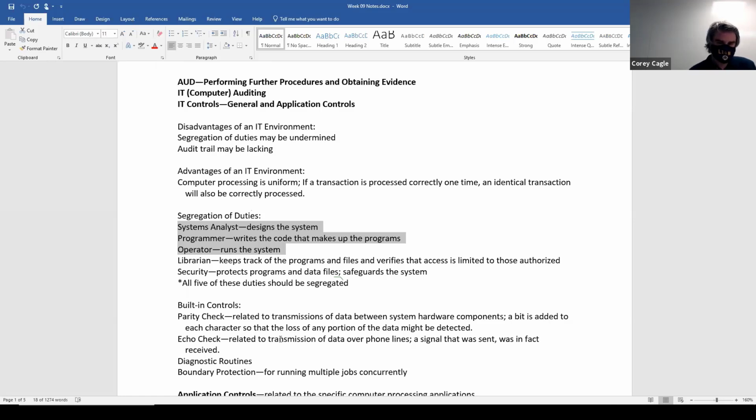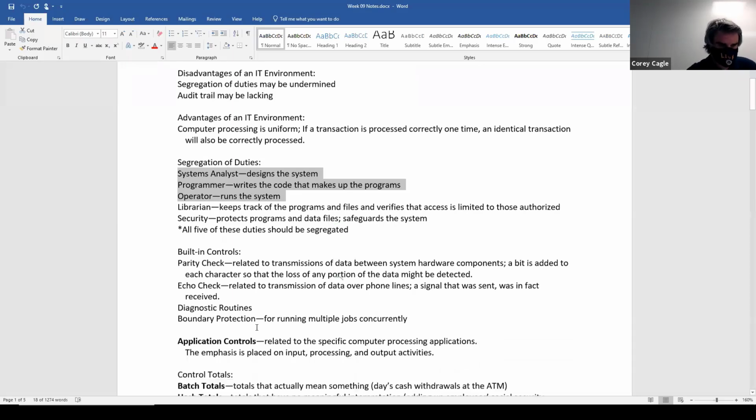And then these other 2 don't tend to be as heavily tested on. Librarian, who keeps track of the programs and files and verifies access and limits it to the people who need to be limited to. It'd be good to have a separate person being the gatekeeper there. Security protects things, safeguards the system. Like those first 3 are the big ones.